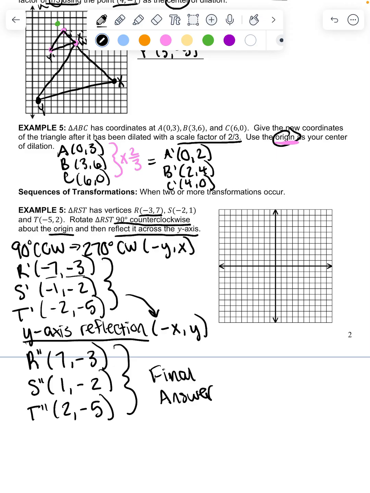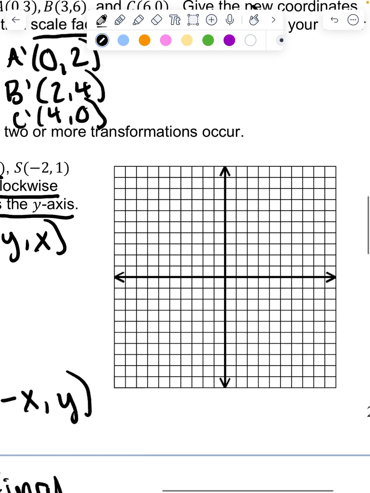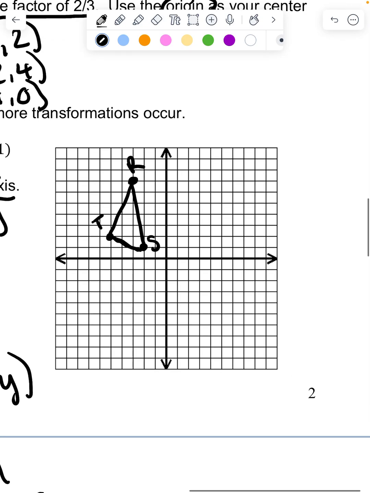So we're going to take a second. I want you to graph your original image, and then I want you to graph this image right here, okay? So let's take a second to do that. So there's R, there's S, and there's T. There we go, that's a triangle.